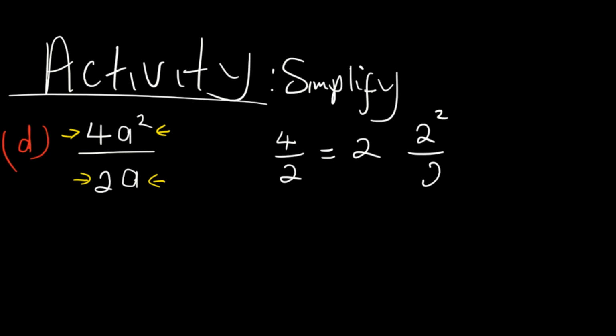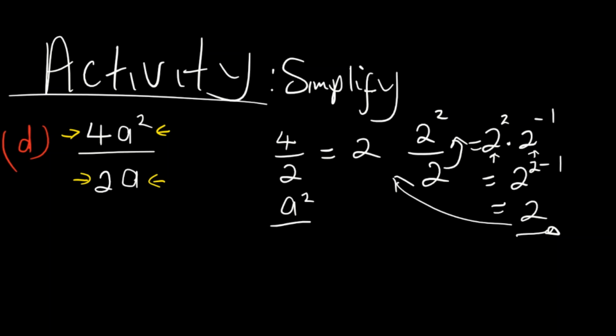Now we want to solve the variables. So it's a squared over a. You're going to take the a upwards, then you're going to have a to the power of 2 multiplied by a to the negative 1. Because it's the same bases here, you're going to add the exponents. So it's a to the power of 2 minus 1, which will give you a. So now we have our answer.